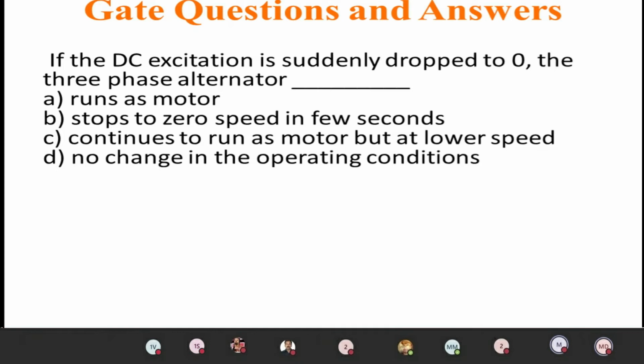But the problem is, when the excitation is low, it absorbs reactive power to keep the magnetic field constant. When it absorbs reactive power, it acts like a lagging power factor. So the answer: when the DC excitation is disconnected from the supply, it will start acting as a synchronous motor, as the prime mover will still be mechanically coupled.